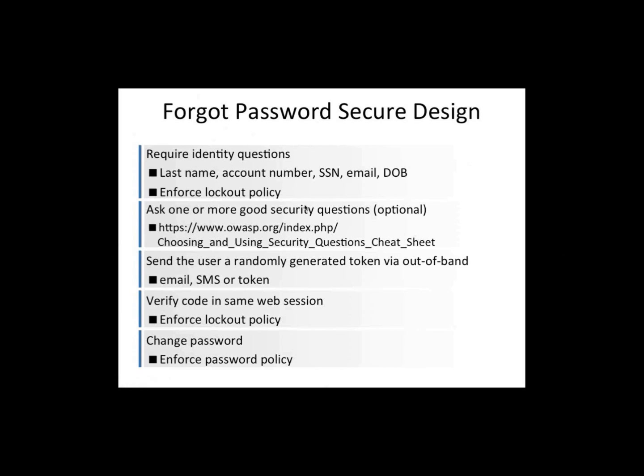And then you can ask the user one or more good security questions as an optional step. Now that we know who they are and they answered their security questions, we can send the user a random token out of band over email or SMS or a dedicated token. And now we let them reset their password. More information on this idea is at the Forgot Password cheat sheet.